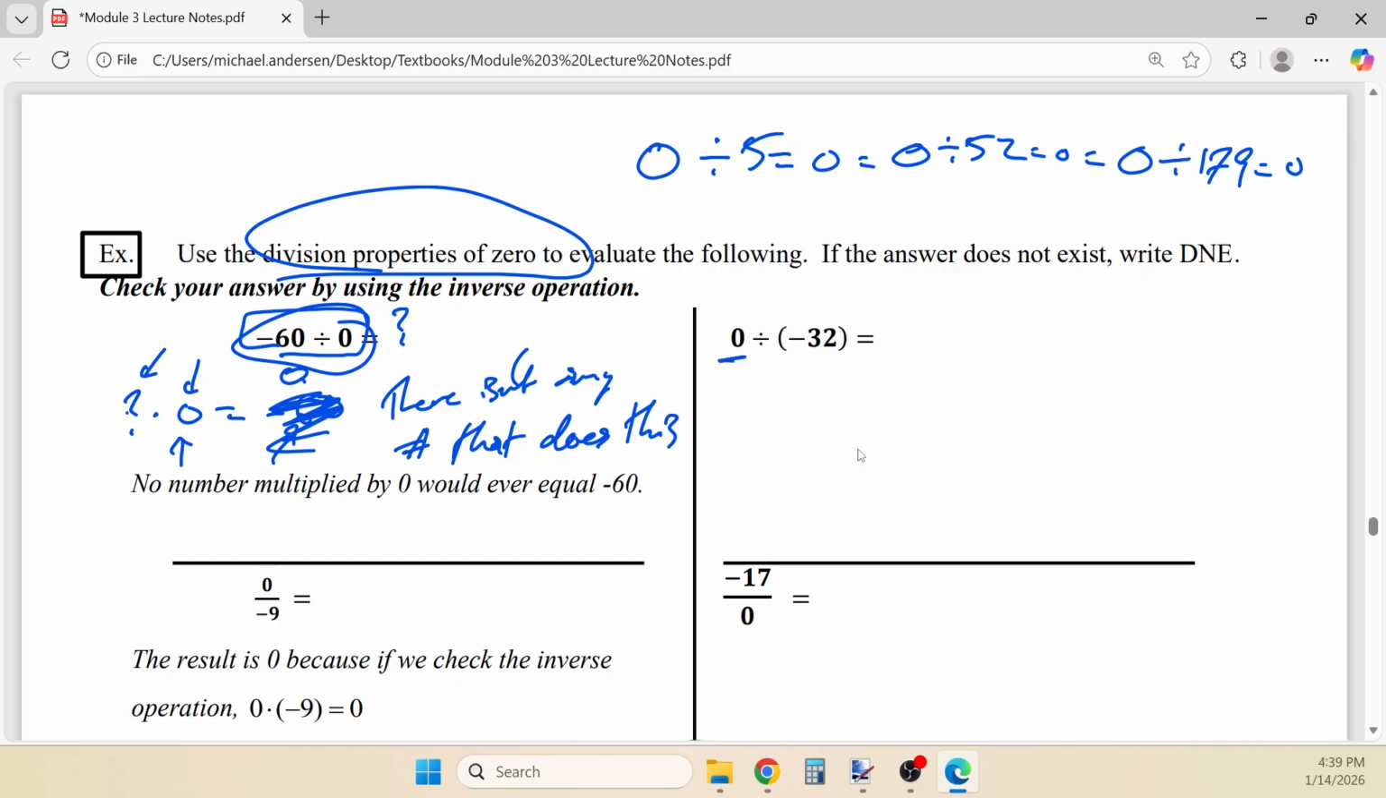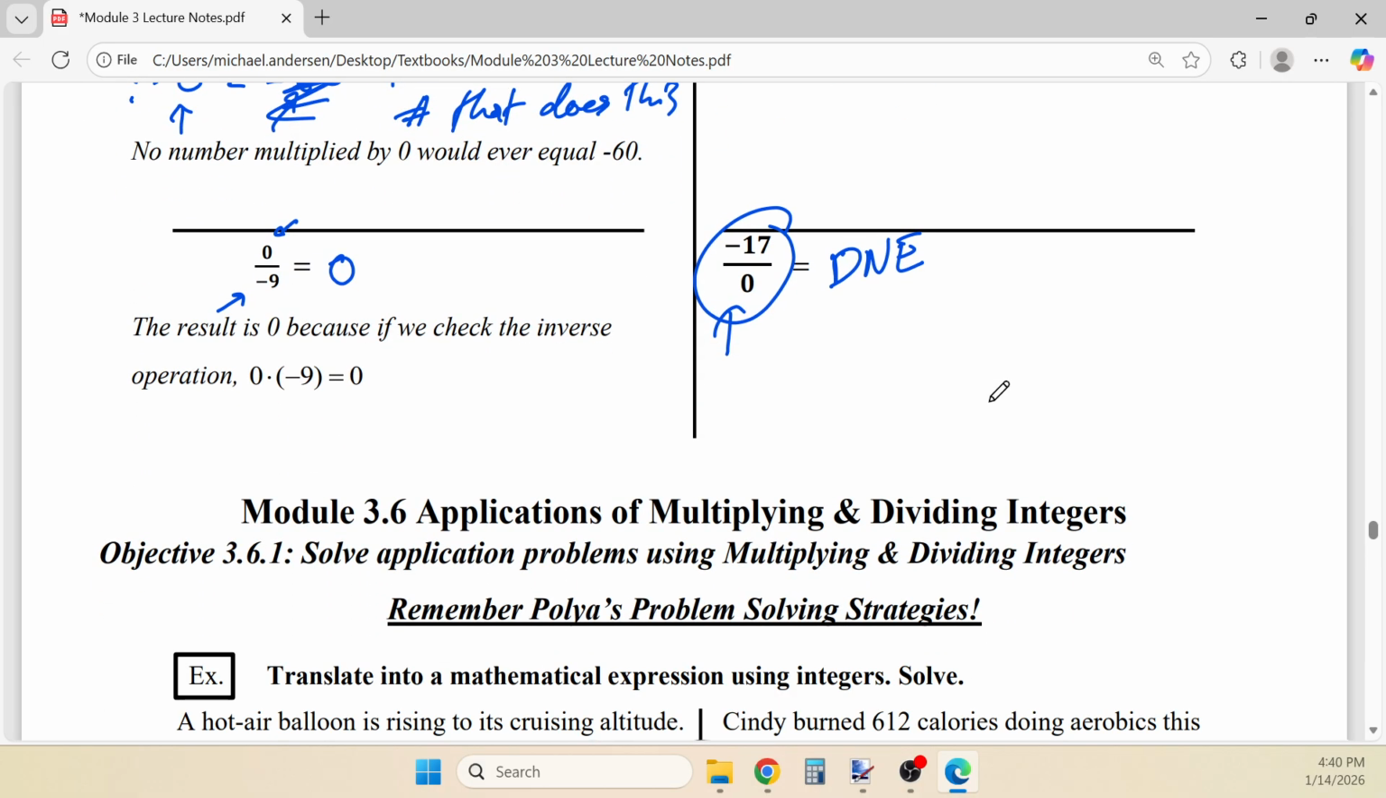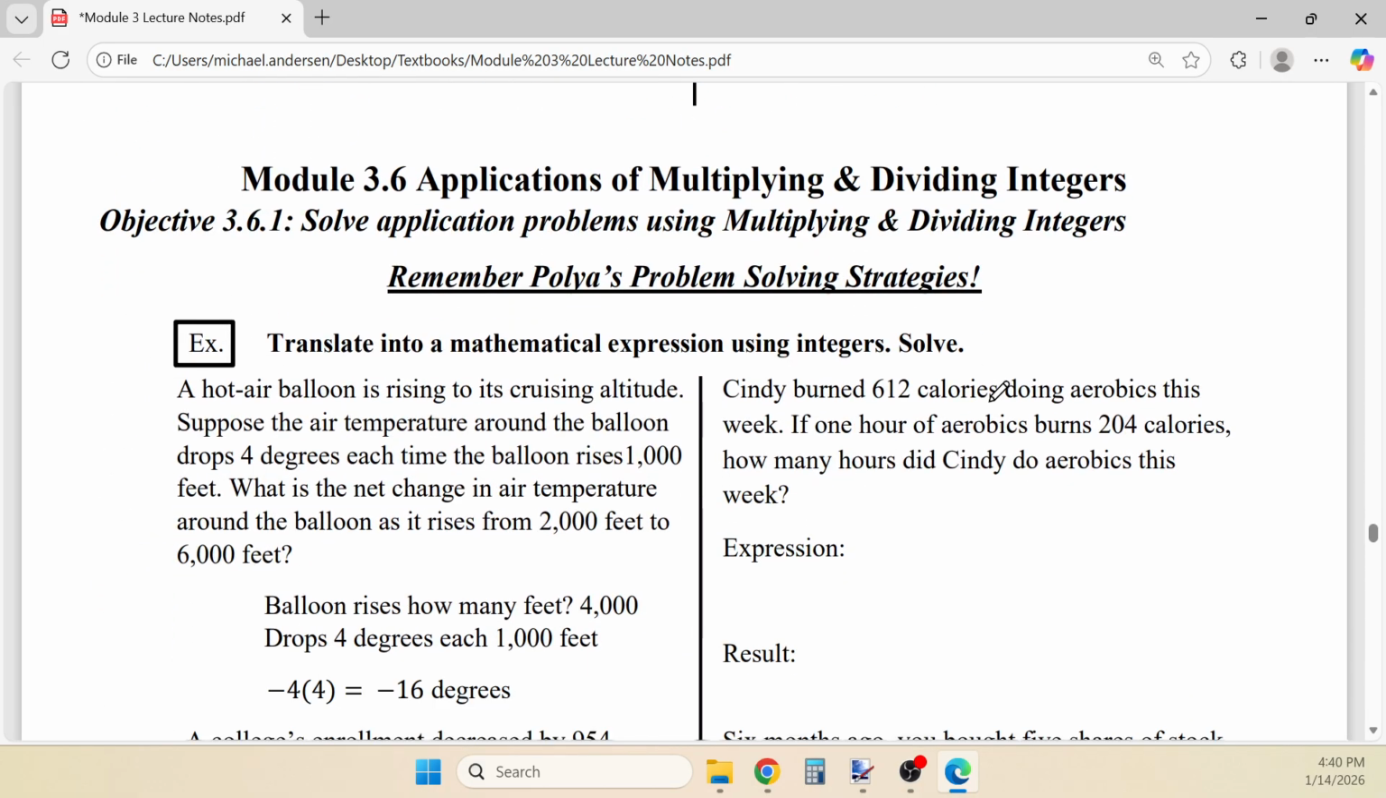On the other hand, I have 0 candy bars and I share it with the 32 students of my class. They all get 0 candy bars. This one is 0 because 0 is being divided by 9. On the other hand, this one here, we're going to use DNE, saying this fraction doesn't exist. We can't divide by 0, so negative 17 divided by 0 is not allowed in our math. It doesn't exist. It's not a number.